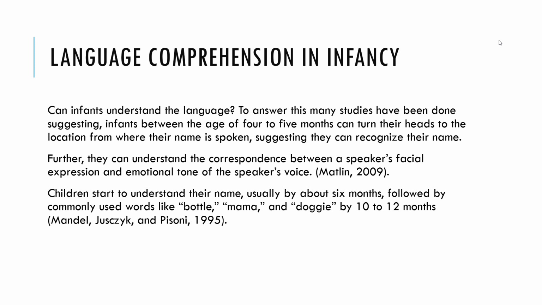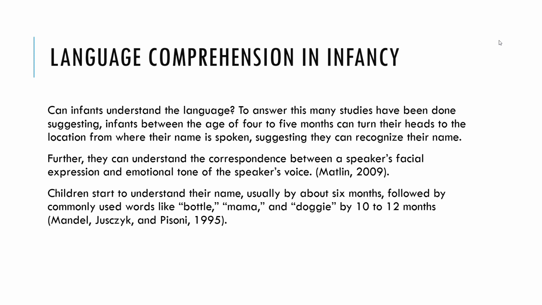Children start to understand their name usually by about 6 months, followed by commonly used words like bottle, mama, and doggy by 10 to 12 months. You have to remember these names and years. Let's read this point again. Children start to understand their name usually by about 6 months, followed by commonly used words, simple words like bottle, mama, and doggy.